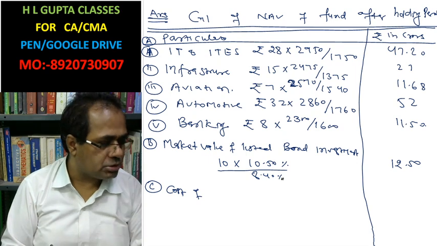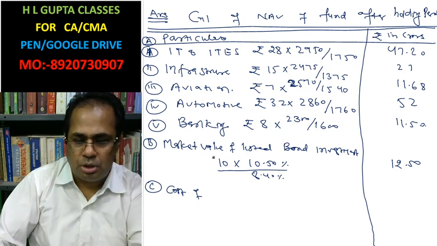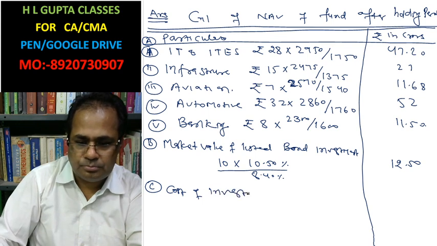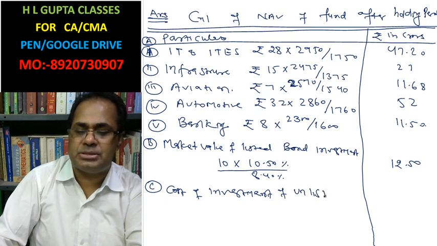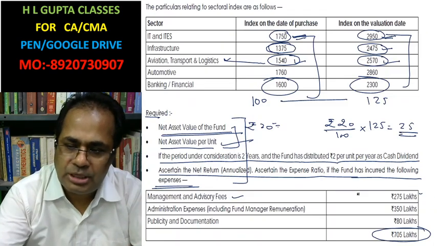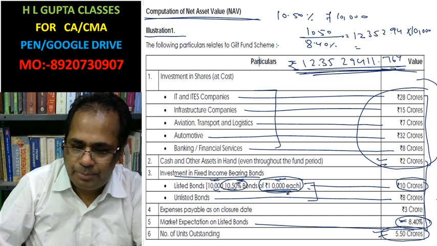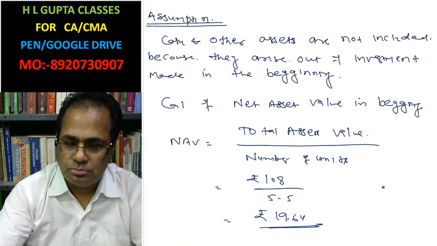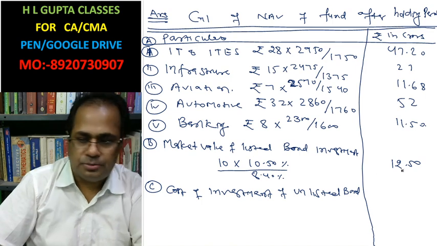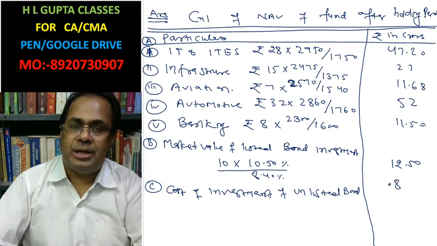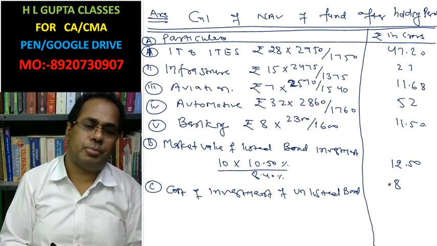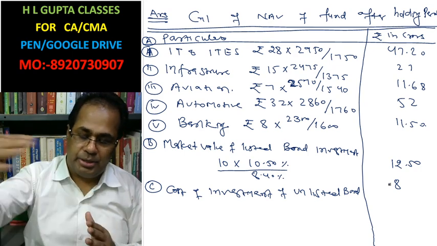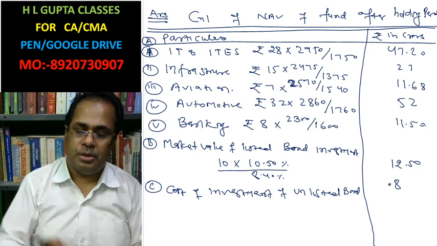Cost of unlisted bonds, cost of investment. Unlisted means which is not traded in the market. This value is given here in the question. Unlisted bond is 8 crores. The listed bond value is calculated according to the bond valuation that I have already taught in the bond valuation concept. You will learn it more clearly in bond valuation.